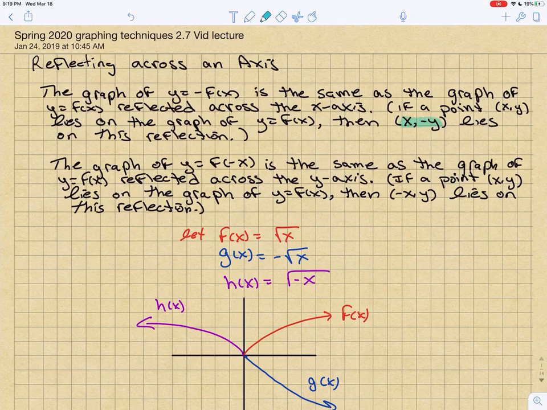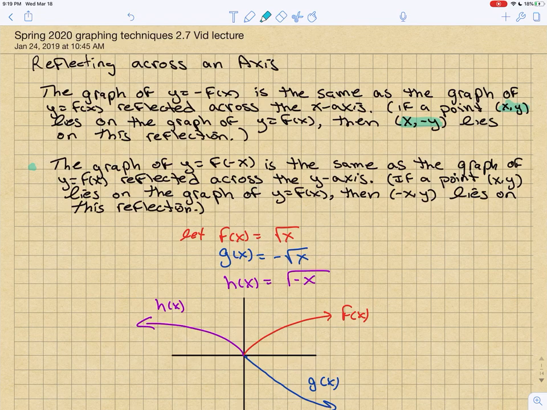So if you notice, what we did was we took y and made it the opposite. When we reflect across the x-axis, the y values become the opposites of what they originally were, and the x values don't change.